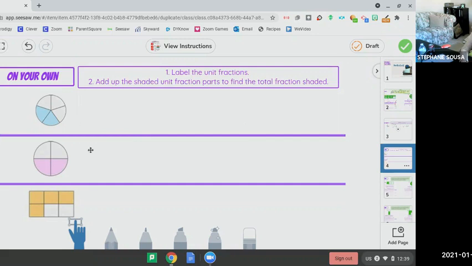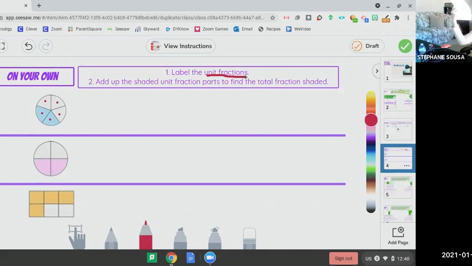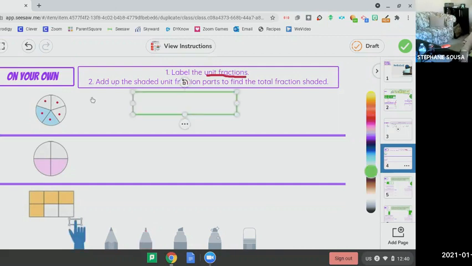So let's count. Get your pen ready, put your dots. There are 1, 2, 3, 4, 5 pieces. So my denominator, my bottom number, is going to be a 5. I've been asked to label the unit fractions, which I know means 1 part. So 1 part of 5 is written as 1/5.